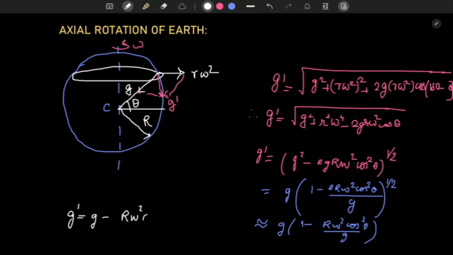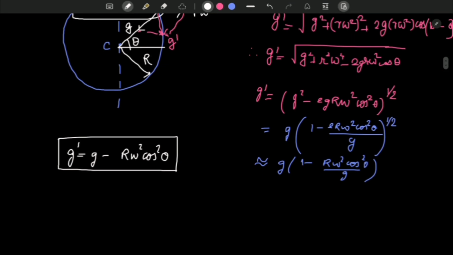So finally what we get is g dash equals to g minus r omega square cos square theta. This is our final expression, and by using this expression I can say how the value of g depends on the axial rotation of the earth. So now suppose let me take at the equator. At the equator, our g effective, which is g dash, this is equals to g minus omega square r, because our theta is simply 0 degree.